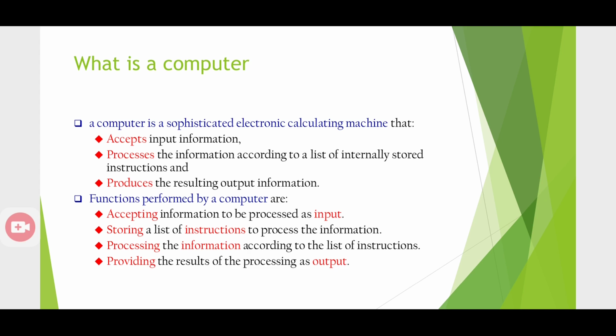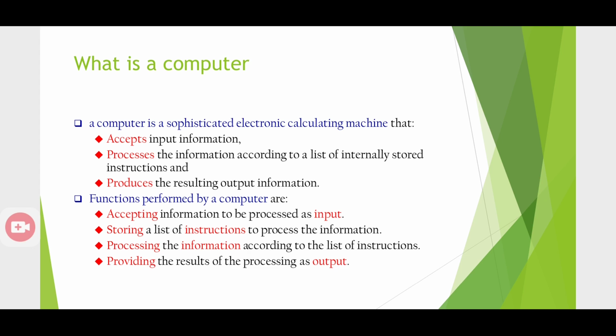And for processing, we are using some instructions. Actually, what is an instruction? An instruction is a command which is given to the system. Okay, an instruction is a command which is given to the system for performing some processing. Clear? So actually, a computer accepts input information, processes that information, and produces some output information, or the resulting information.